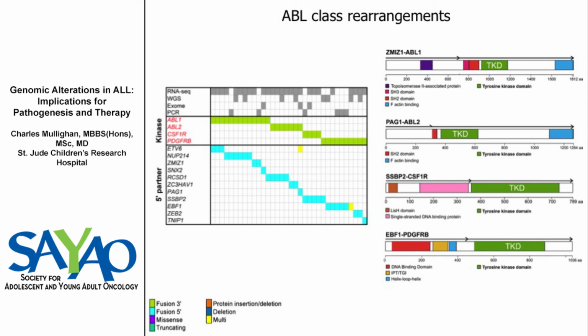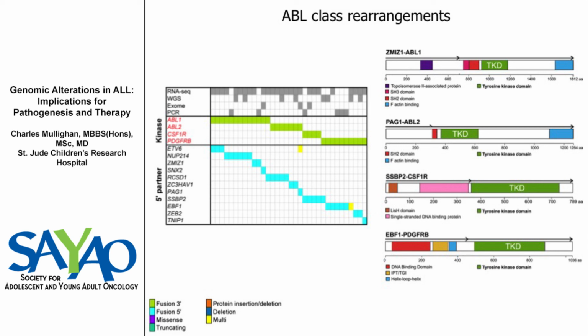So the first and arguably the most immediately important group is what we've called ABL class rearrangements, because they involve kinases that we now know are quite sensitive to classic ABL inhibitors such as dasatinib and imatinib. So multiple rearrangements involving ABL itself, but rearrangements of ABL2, the homologue, also known as ARG or ABL-related gene, rearrangements, surprisingly, of CSF1R or the macrophage colony stimulating factor receptor, and also a number of rearrangements involving PDGF receptor beta, which are also interesting because in some studies they appear to be quite strongly associated with induction failure and very aggressive disease.